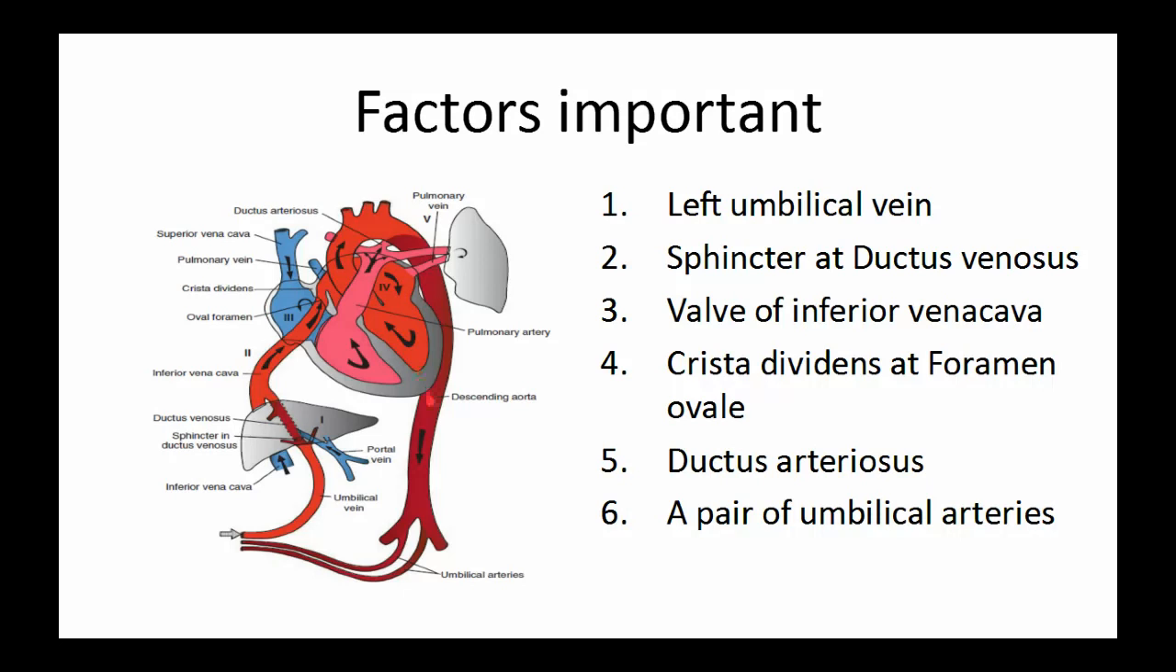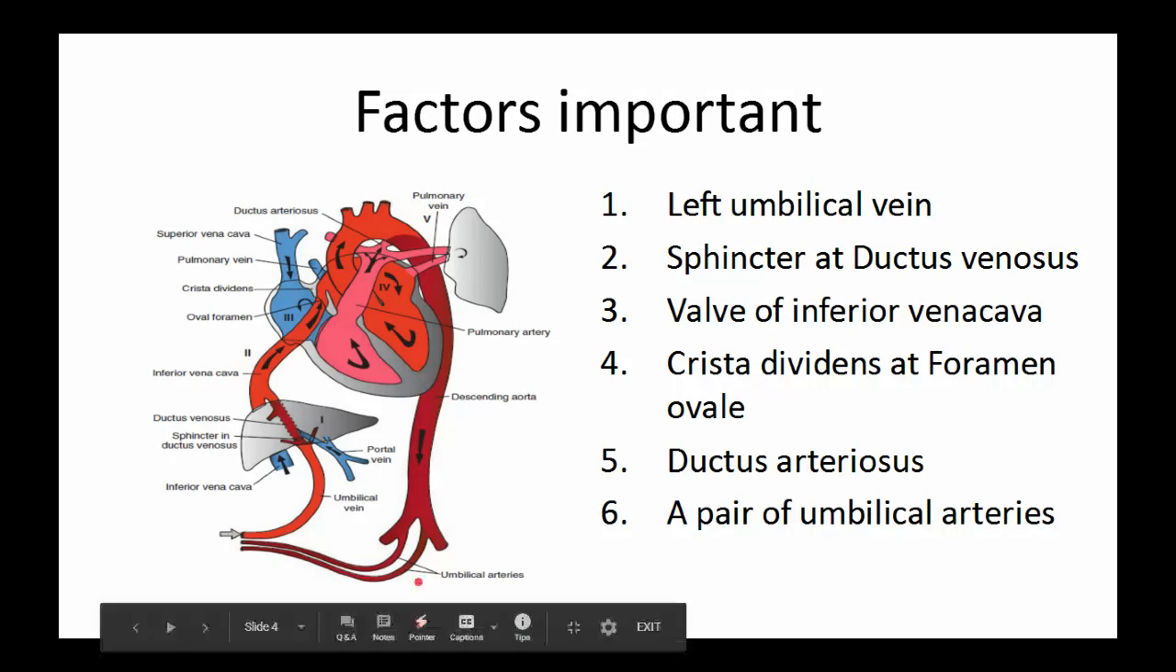Then lastly, a pair of umbilical arteries. So these are the six important factors which are important for fetal circulation.